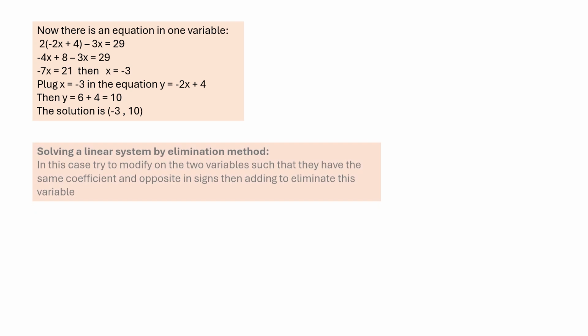This is an easy equation in one variable, like we have studied many times before. After you solve it, you will get x equals negative 3. Then plug x equals negative 3 into the equation y equals negative 2x plus 4, or any equation. Then y equals 6 plus 4, which is 10. So the solution is (negative 3, 10). You must write it as an ordered pair.